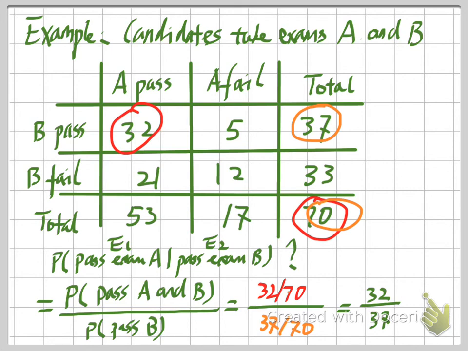Okay, so this is one example, and of course later maybe you can compute a question about people who pass exam B given people pass exam A. You can compute this probability and see whether it has the same answer or not. Okay, so this is my introduction of conditional probabilities. In the next video, I will talk about how to compute the probability of intersection.